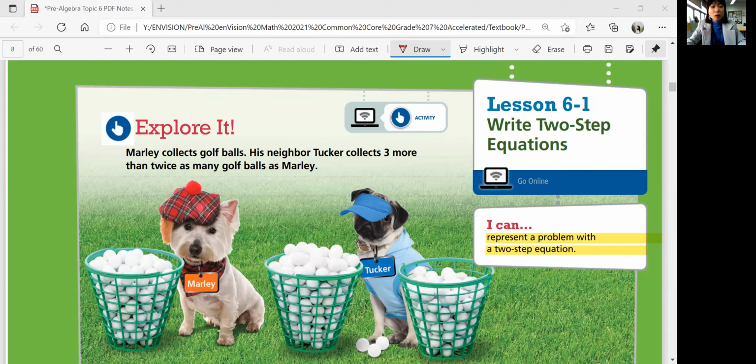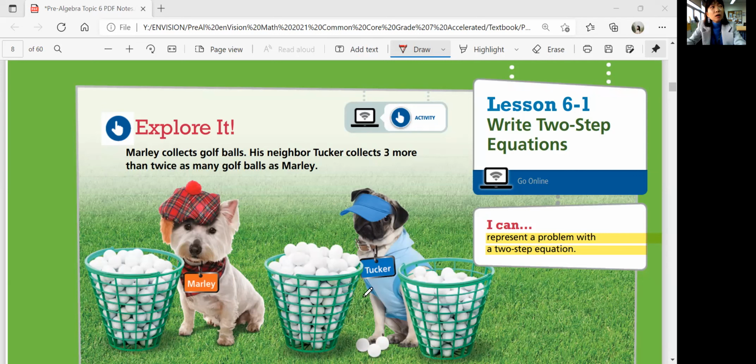Marley collects golf balls. His neighbor, Tucker, collects twice as many golf balls as Marley. And you thought they were children, but they're not. They're dogs. Here's Marley and here's Tucker, and they collect golf balls. Cute.